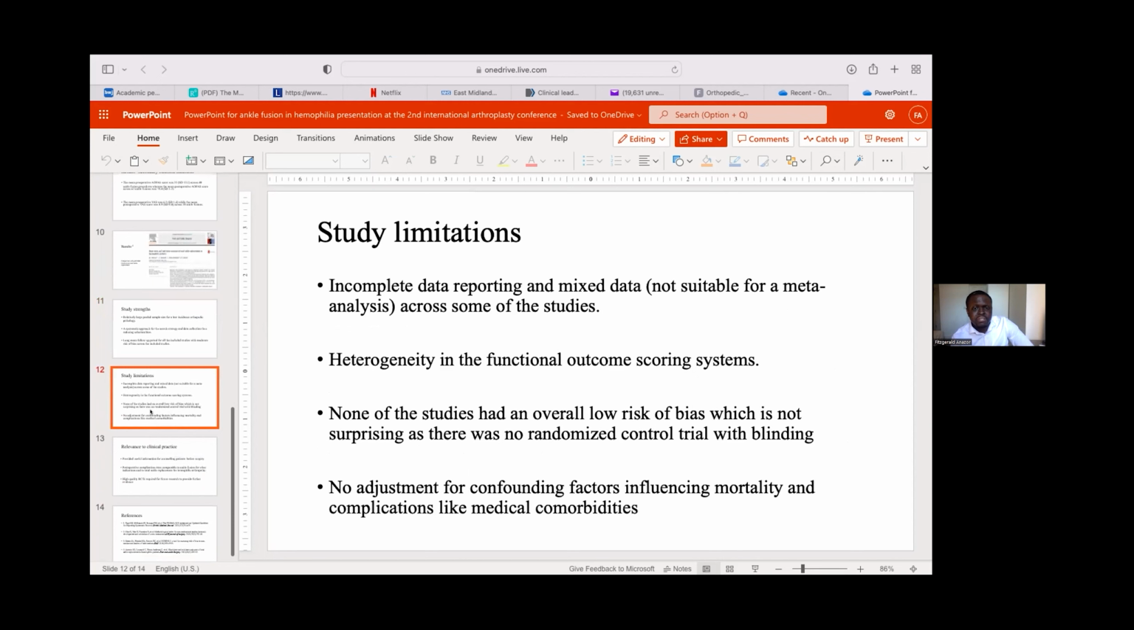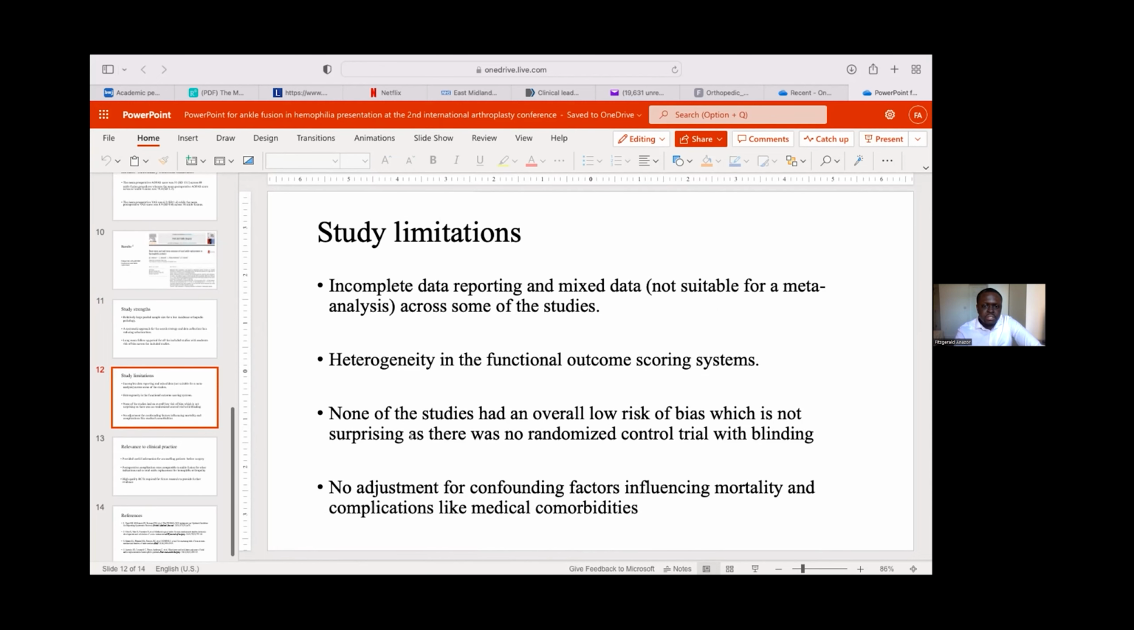The limitations of this study are that some of the published studies reported mixed data. What I mean is that there was no uniform reporting system. Some of them use the alpha score, some of them use other outcome scoring systems. None of the studies had an overall low risk of bias, which is not surprising because if you look at the MINORS and the ROBINS-I scoring systems, most studies that are not prospective interventional and are not randomized control trials are likely to have at least a moderate risk of bias.